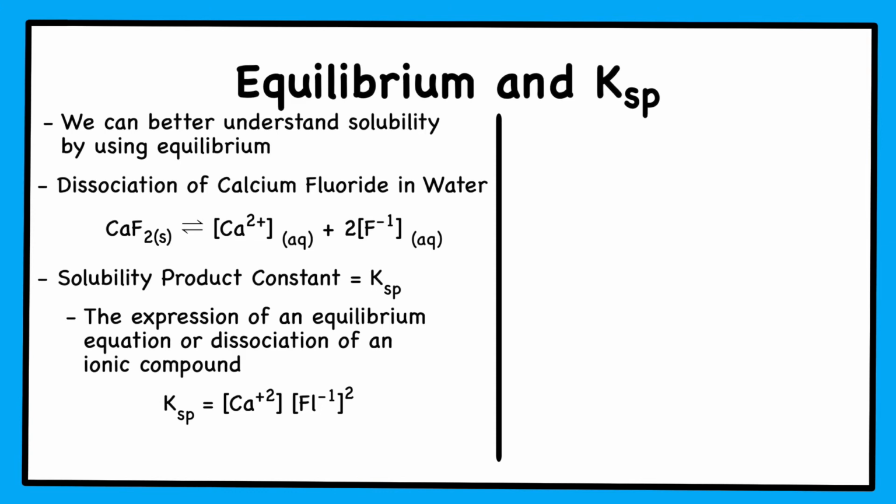We represent this by putting Ksp equals [Ca²⁺] times [F⁻] squared. Notice we did not include the CaF2 solid in the equation. This is because Ksp is the measure of solubility, and our CaF2 is a solid state, not an aqueous state, so it is not dissolved.